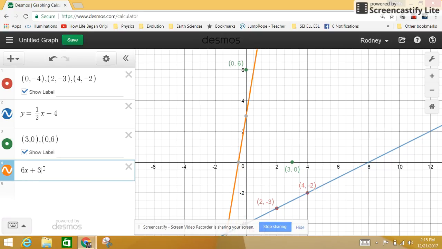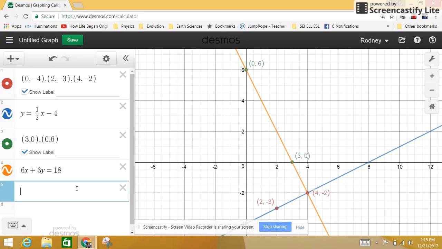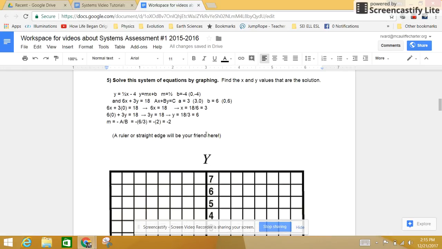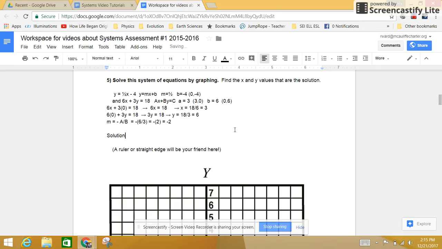6x plus 3y equals 18. And when we graph it, we see we have a solution right here at this intersection. Our solution is 4 comma negative 2. And we are done with that problem.